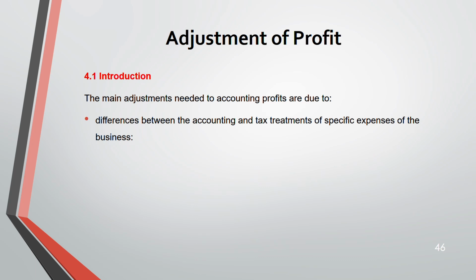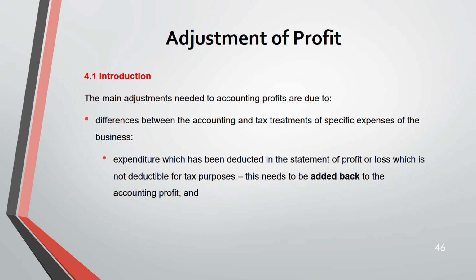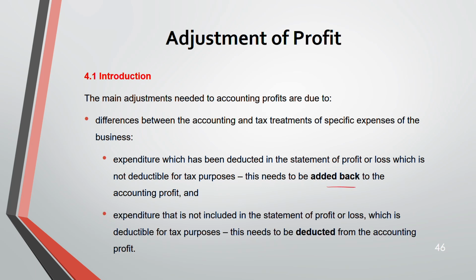Differences between accounting and tax treatments of specific expenses. There are some specific expenses where differences come between your accounting treatment and tax treatment. First, expenditure which has been deducted in your statement of profit and loss. Let's say you have deducted some expenses, but for tax purposes you can't deduct them. Now you need to add back those expenses to your accounting profit. And expenditure you have not included in your profit and loss, but you have to deduct for tax purposes, now you will deduct it from your accounting profit.